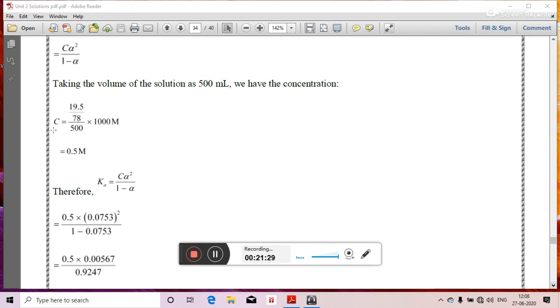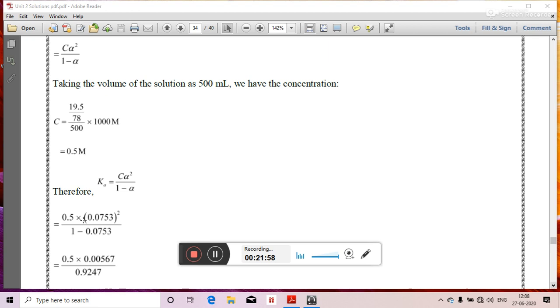Now what is C? So C is molarity, and that is equal to mass of solute, that is 19.5, upon molar mass of solute, that is 78, into 1000 upon volume of solution in ml, that is 500. So that is equal to 0.5 molar. So therefore Ka is equal to alpha square C upon 1 minus alpha. In this equation we will put the values so that we can get the answer of Ka.